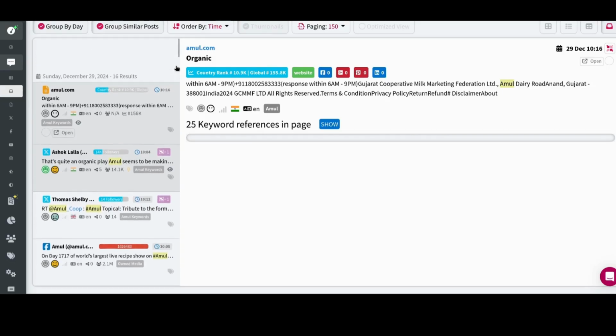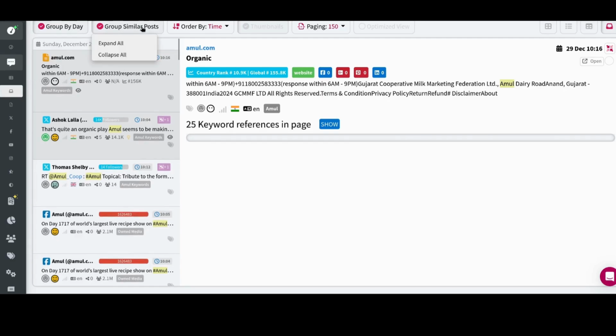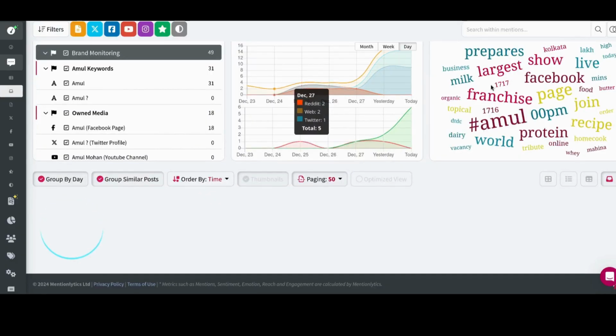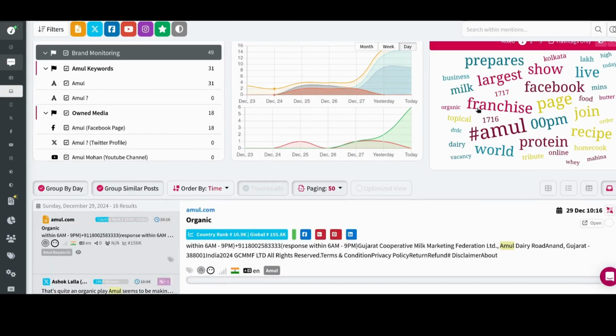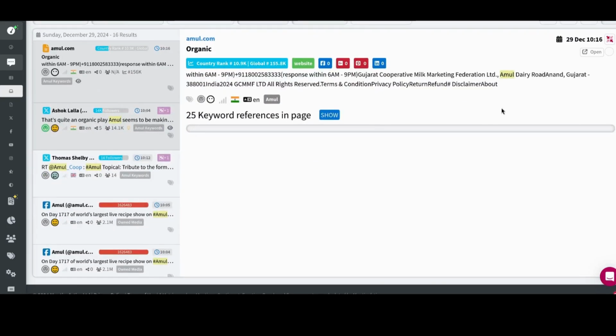Over here, as we can see, you can group by day, group by similar post, by time, and choose how many pages you require if you want to stick to very few. And then we can also see the words which are booming in relation to Amul products.